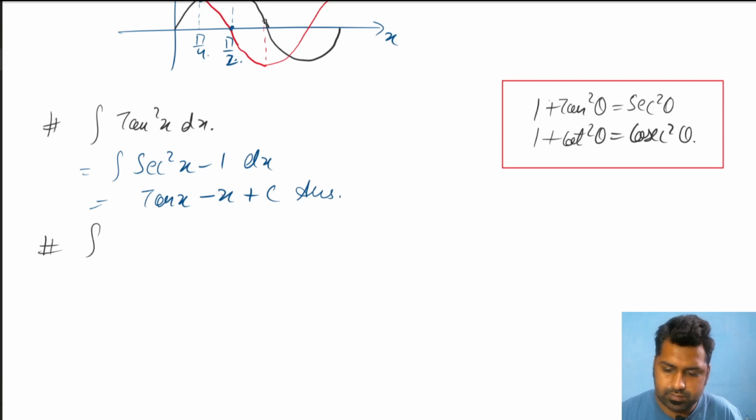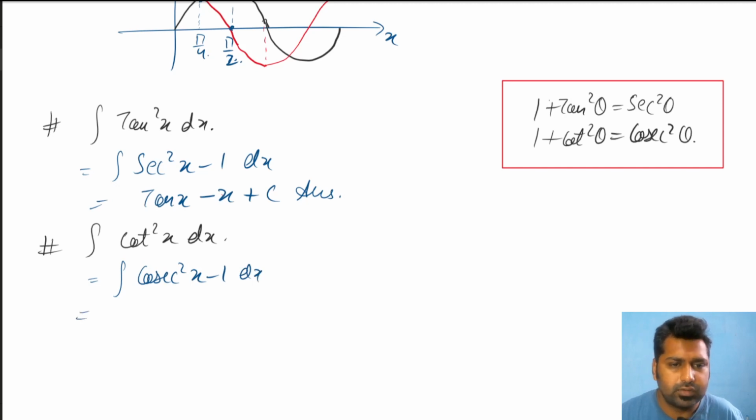So using this now, then integration of cot square x, same idea, absolutely same idea. Integration of cosec square x minus 1. So it becomes integration becomes cosec square integration is minus cot x minus x plus c.